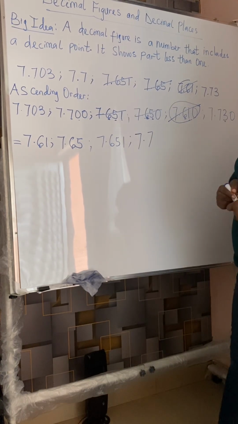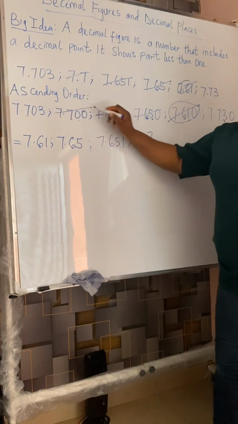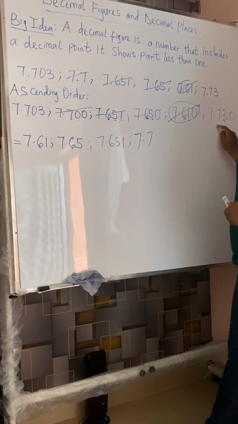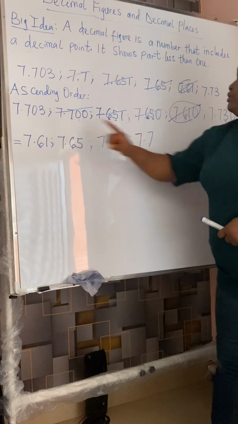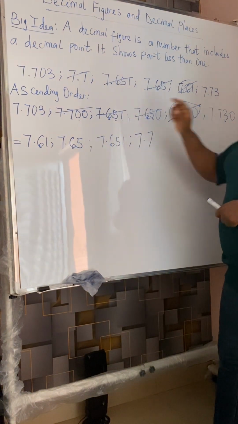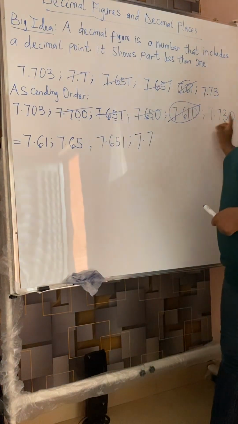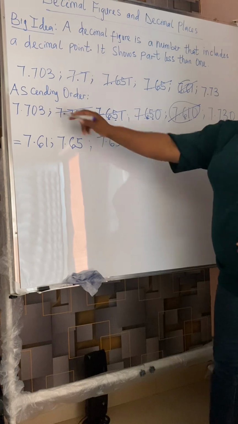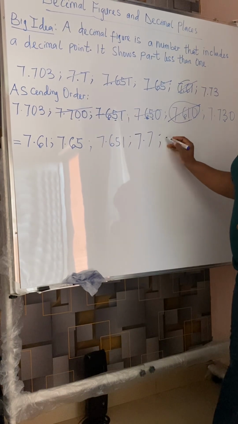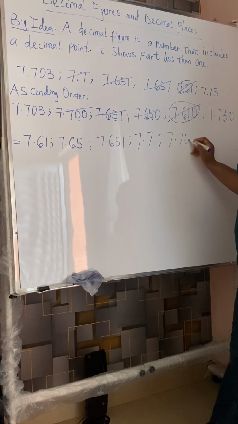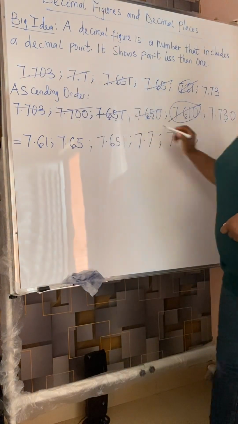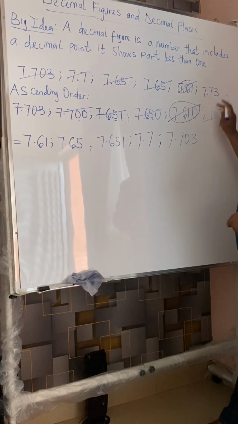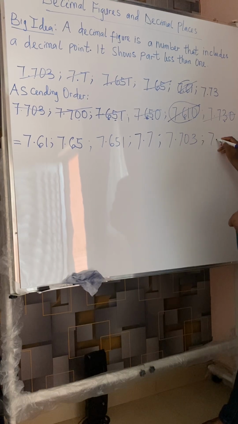Then I'm done with this. Then I'm left with this, and I'm left with this. 7 for the 10th, 7 for the 10th. 0 for the 100th, 3 for the 100th. So of course, the next to smallest is 7.703. And the largest, the biggest number here, is 7.73.